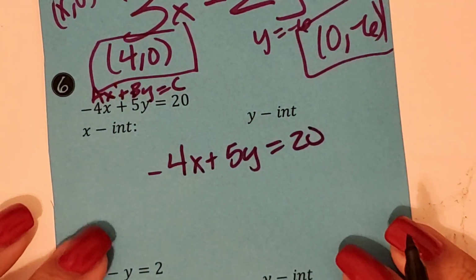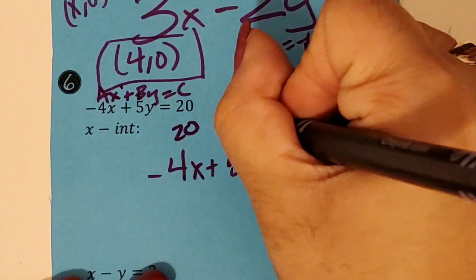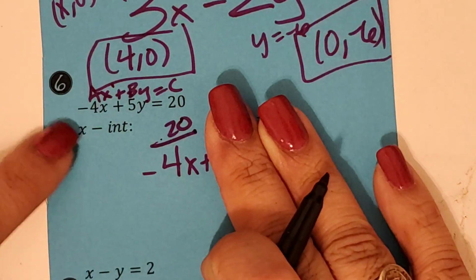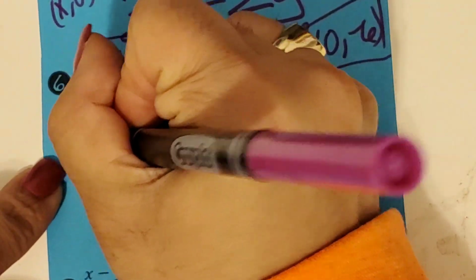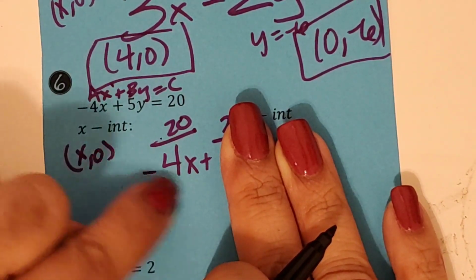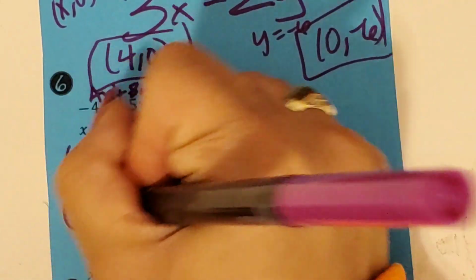I'm writing a little bit smaller for you guys this time. We're going to take the 20, stack it on top. Hide it. We know it's going to be x, comma, 0. 20 divided by -4, watch your signs, is going to get you a -5. And then the other one is just a 0.